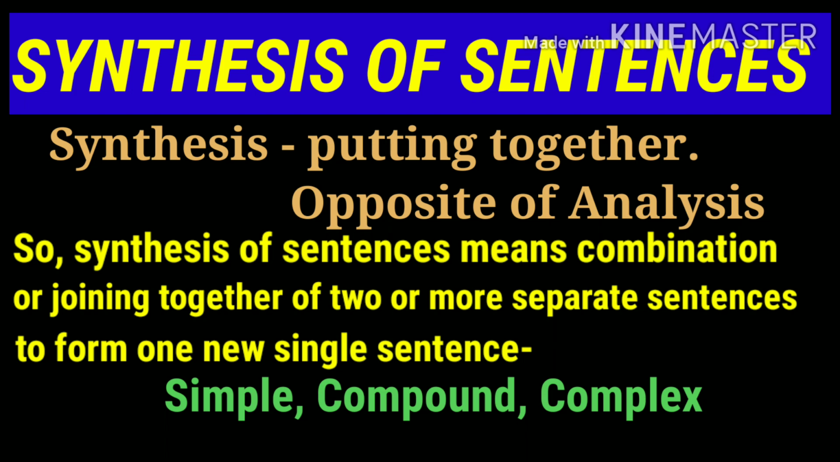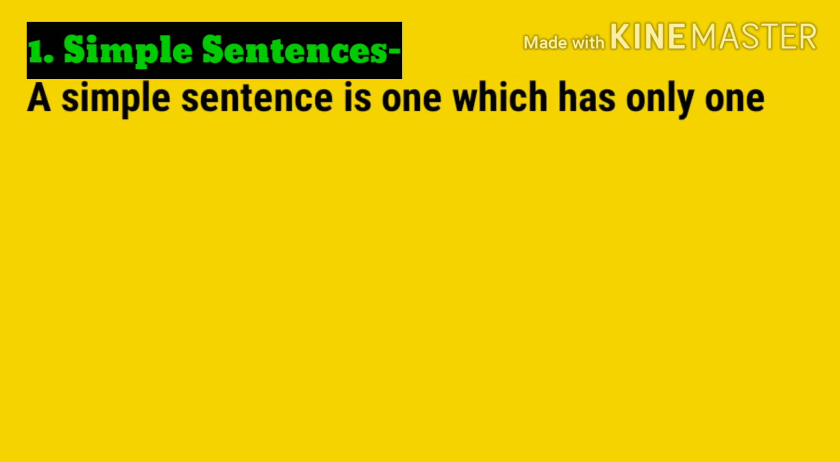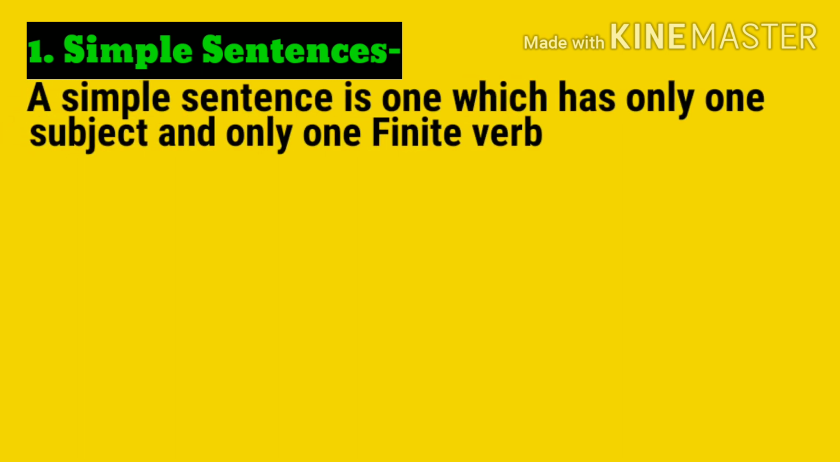Now, we need to know about simple, compound and complex sentences before synthesis. Okay? Simple sentence. A simple sentence is one which has only one subject. We all know what is subject, and only one finite verb.